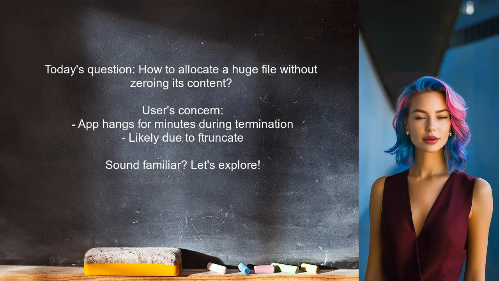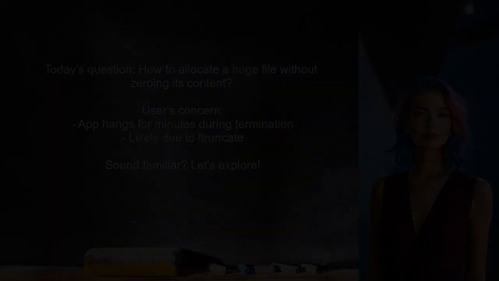Here's the specific question we're addressing today. One user asked how to allocate a huge file without zeroing its content. They mentioned that their app hangs for several minutes during termination, likely due to the use of ftruncate. Sound familiar? Let's explore this together.